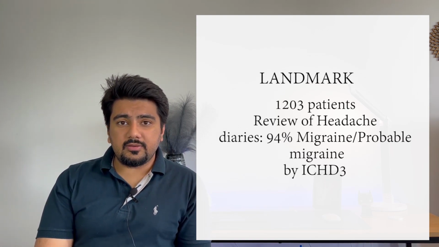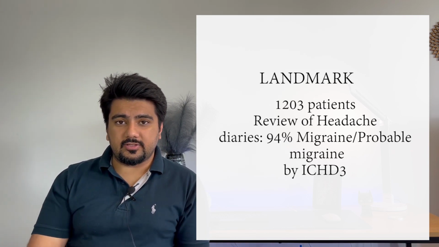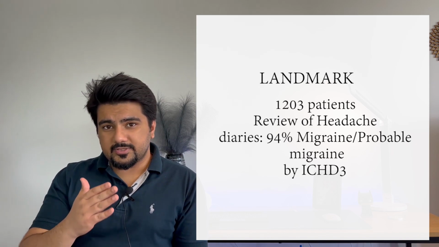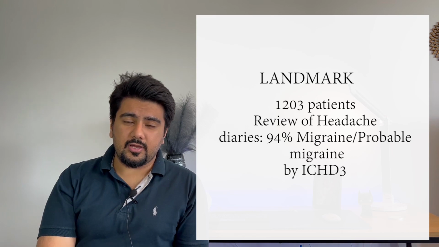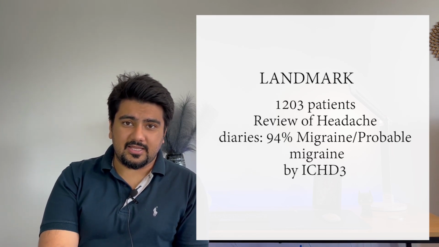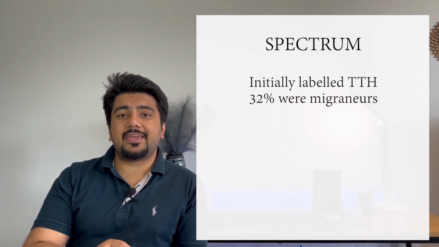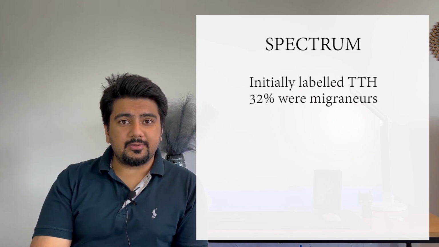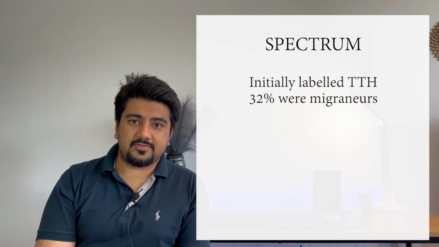There are two studies that I want to quote over here. The first one was the landmark study. In 1,203 male and female patients who were asked to keep a record of their headache in a diary, 94% of these patients turned out to have a migraine or a probable migraine according to the ICHD3 classification. There was another study called the Spectrum study in which 32% of patients turned out to have a migraine but were initially labeled as a tension type headache when they were compared to the ICHD3 classification.